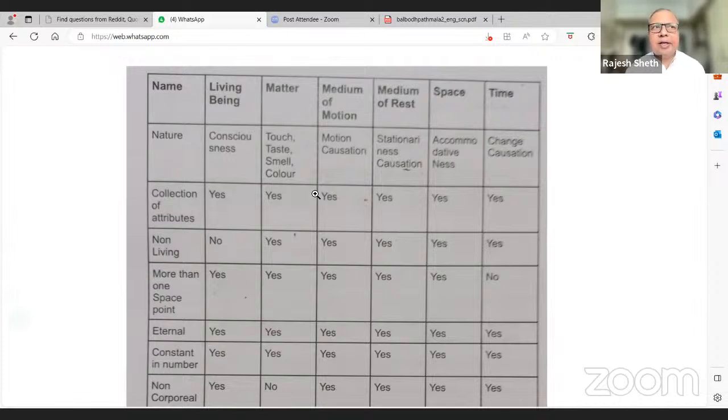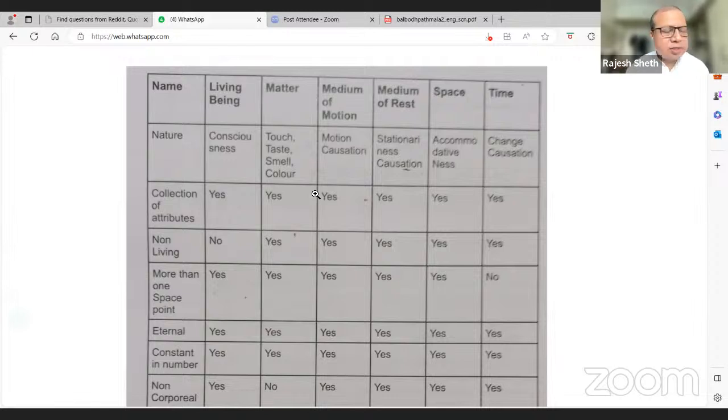We read in Balbodh one, the Jeev Ajeev chapter, the substance, so living being is also a substance. There are 6 types of substances. There are not 6 substances in the world, but there are 6 types of substances. Now, which substance is of what quantity, that we are going to study from this chart. So I'm just recollecting the definitions of each substance.